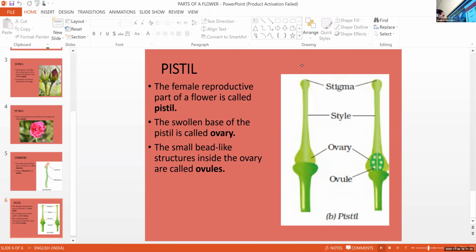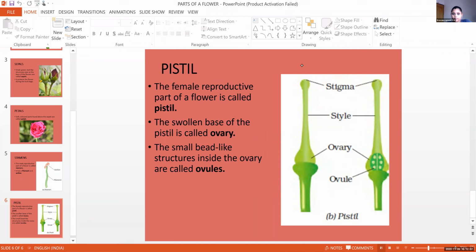Here, what was the stalk-like structure of the stamens called? Ma'am, the structure is filament. Filament. Everybody, please listen. This is very important, or else you'll confuse. So the stamens had the filament, a stalk-like, small stem-like, thin thread-like structure. Now here the pistil has a style instead of a filament. Style is also again a thread-like structure.